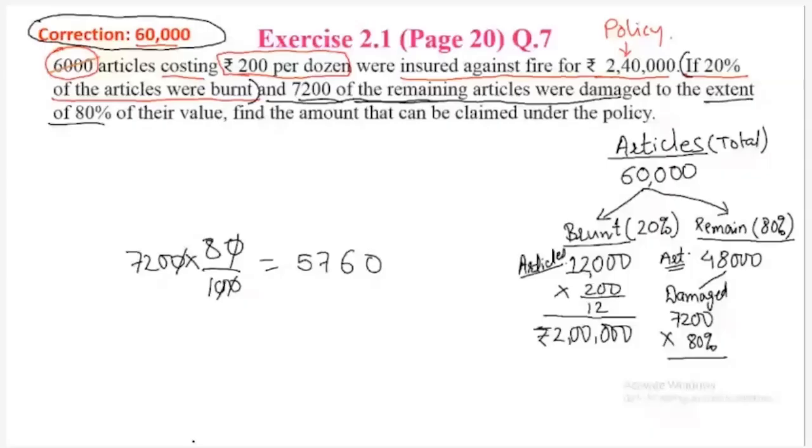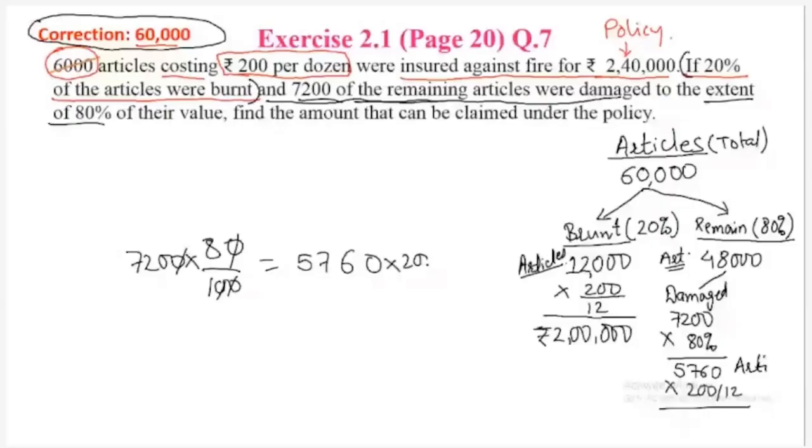It's multiplication, so anyway the answer will be the same. So 7,200 into 80%, how much? 5,760. Dear student, what is this 5,760? Is it rupees or articles? They are articles. अब इसका rupees करना है, क्या करो? I want to make rupees of this. I want to make rupees into 200 divided by 12.